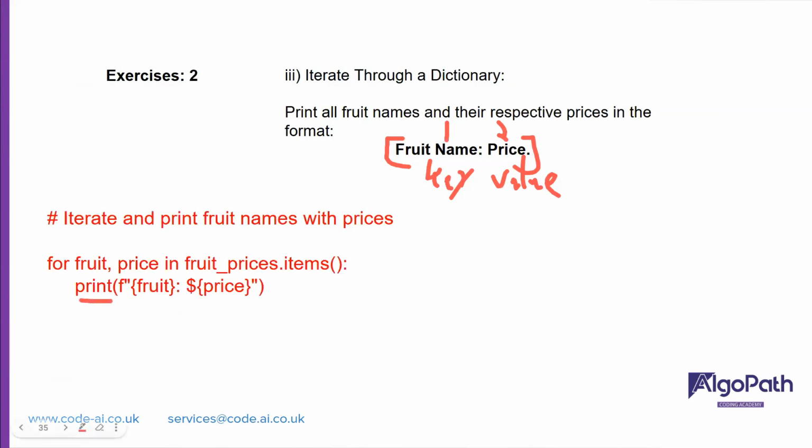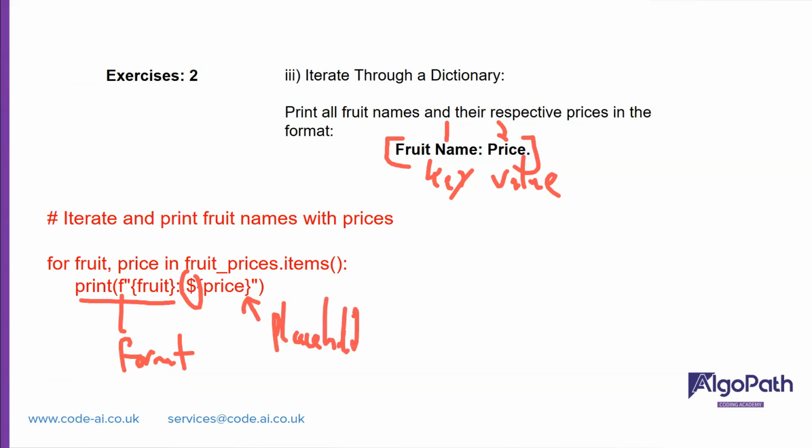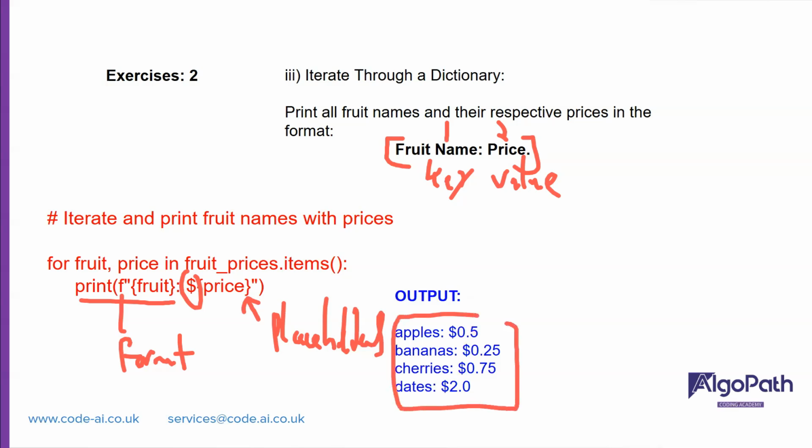And here we're going to print out the fruit. We have the $ for the price. And this is simply using the format command in a print. And these are called placeholders. Placeholders are where we can put inside there the actual variable. It makes it a lot cleaner and neater when we do print commands. And the output would look exactly like that, which is what we were requested to do in the exercise.